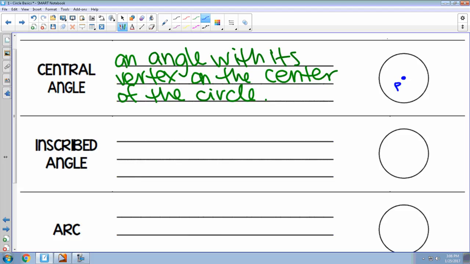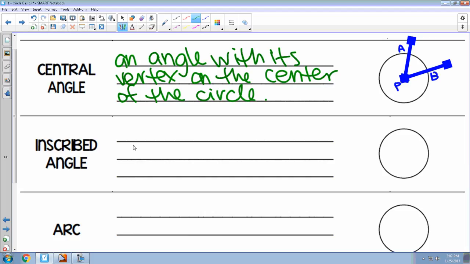So if this is still circle P, these can be segments, they can be rays, they can be lines, okay? But this angle right here is a central angle. So if I label, this could be A and B, angle APB right here is a central angle. The vertex is at the center, and the 2 segments or lines or rays, whatever they are, going outwards through the circle at some point.